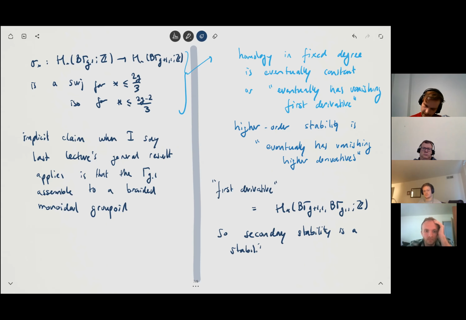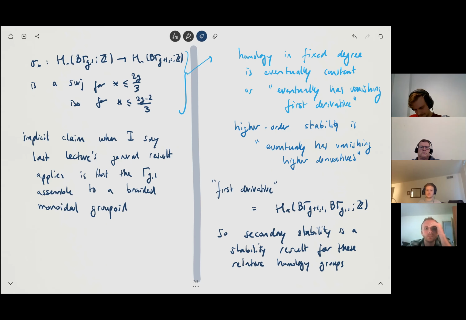And in some sense, that's really boring because these groups are eventually zero. So in some sense, they have stability. But of course, the interesting secondary stability results are when these groups are not zero. So you're going into some kind of metastable range before stability kicks in.